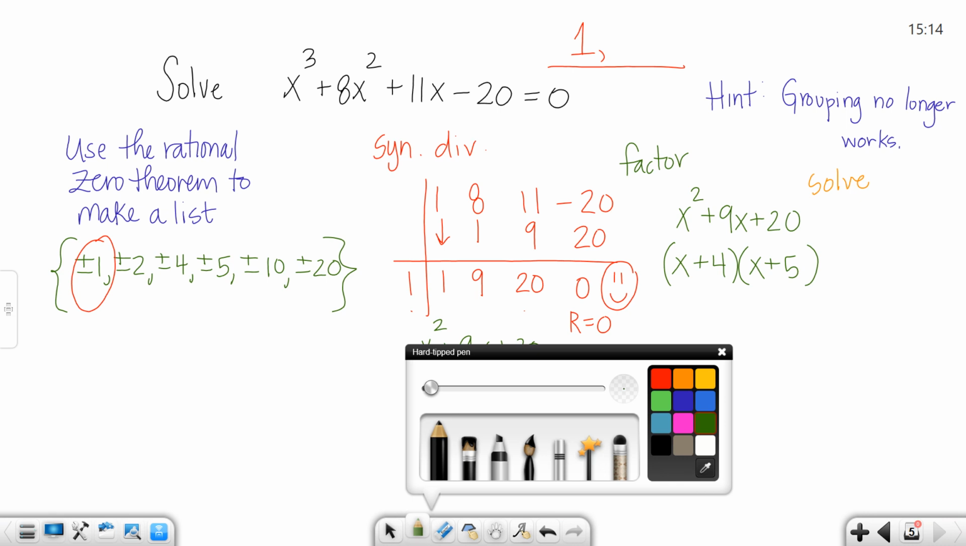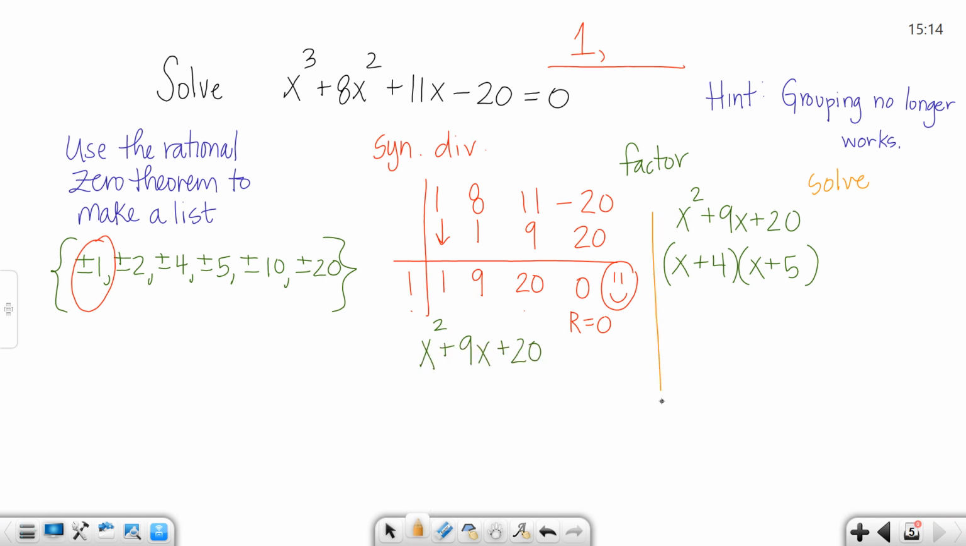So now I factored it. My last step is to solve them. So I'm going to take x plus 4 and set that to 0, and I'm going to take x plus 5 and set that to 0. So x would equal negative 4 when I moved that over, and x would equal negative 5 when I moved that one over. It's an x cubed equation, so it's going to have 3 answers, and that's how we do that one.